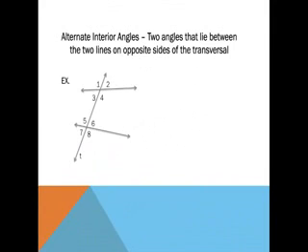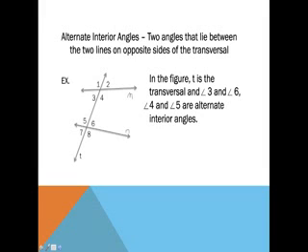Alright, next up, we have alternate interior angles. Alternate interior angles are two angles that lie between the two lines on opposite sides of the transversal.